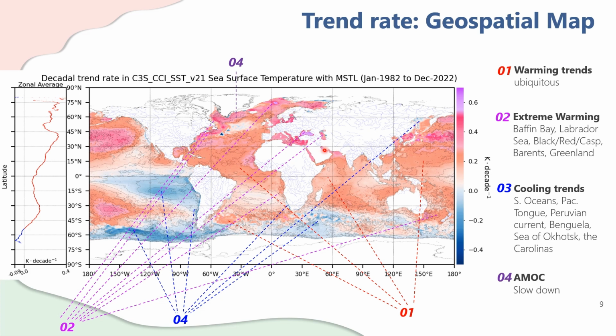And conversely, we see cooling trends in specific regions like parts of the Southern Ocean and the Pacific Tongue, near the Carolinas and Southwest Namibia, African West Cape, and the Sea of Okhotsk. A striking observation is cooling in this otherwise warming area of the Atlantic. The disruption of AMOC, or the Atlantic Meridional Overturning Circulation, causes this.